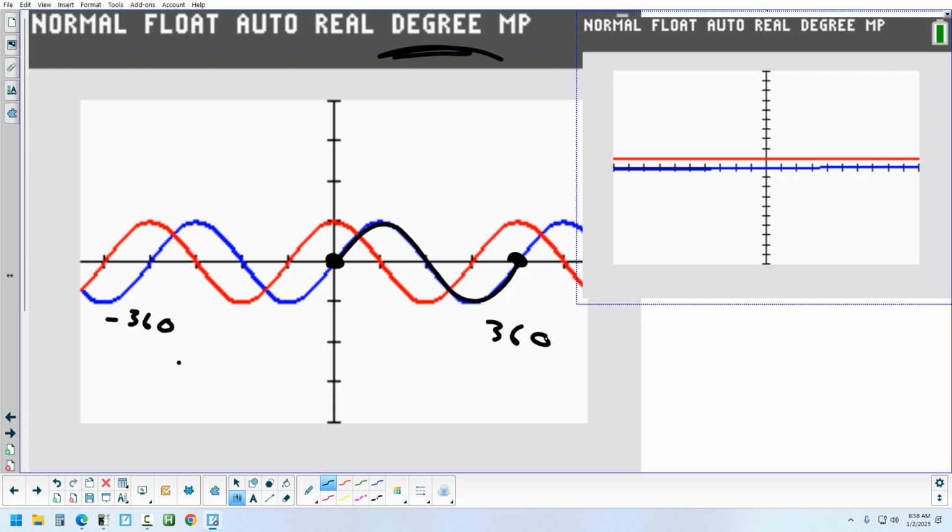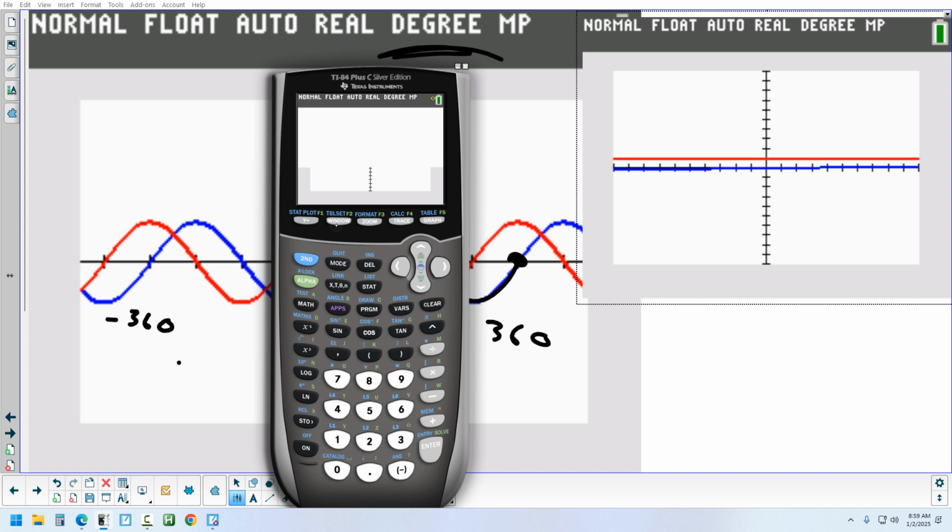When you do zoom 6, you're going from negative 10 to 10. That's nowhere near enough to see the cycles. Okay? Not in degrees. Okay? You could set it up manually if you want. Like if you do negative 360 to 360, now it'll look a lot better. Okay? It's going to look more like a wave.